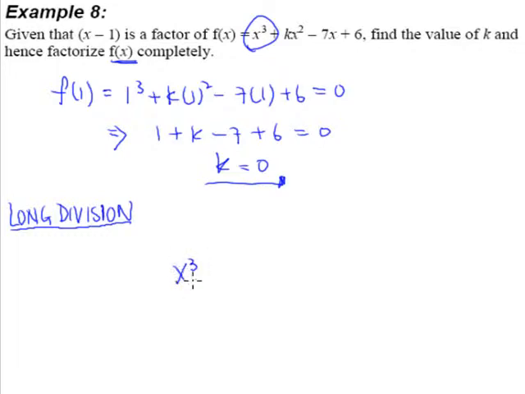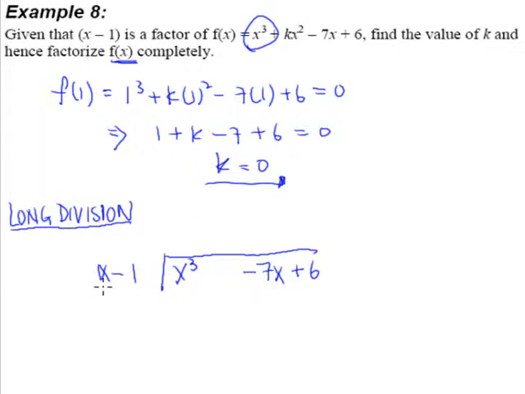Okay, x cubed, since k is equal to 0 and this is kx squared, therefore there's no x squared. So remember what we learned in the long division part of this chapter, it is advisable to leave a blank space in between for the x squared. Okay, and this is being divided by the divisor x minus 1. Okay, how do we do this?